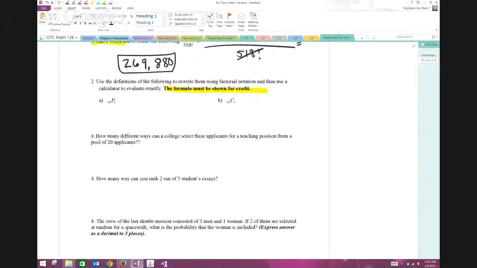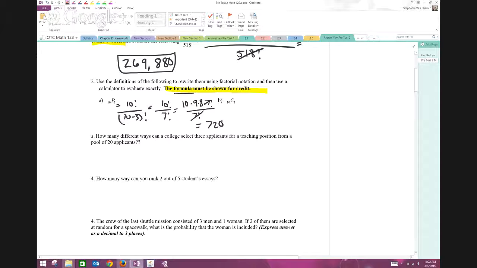The definition of permutation and combination. So the definition of permutation here is 10 factorial over 10 minus 3 factorial. That is the formula I want to see. Then that can be simplified to 10 factorial divided by 7 factorial, which is 10 times 9 times 8 times 7 factorial divided by 7 factorial, which ends up being 720. Again, you can check yourself with your calculator, but I want to see the formula.